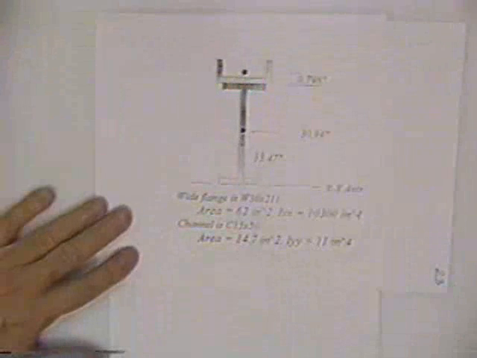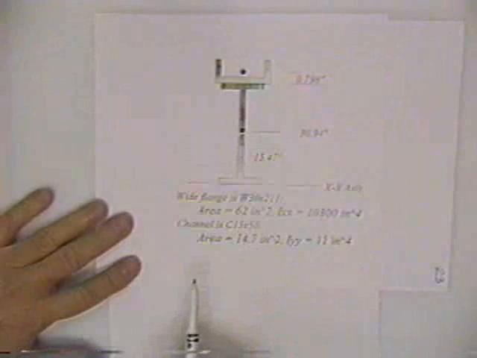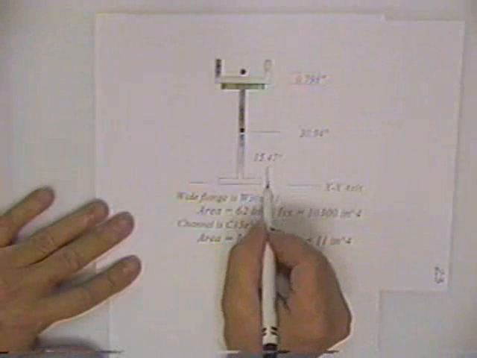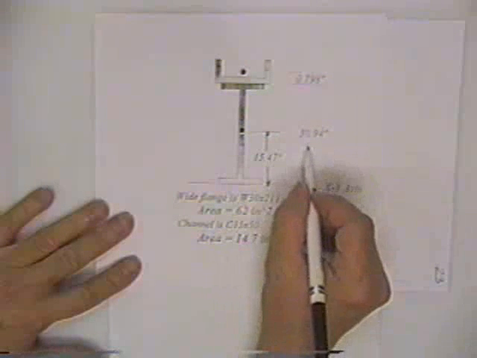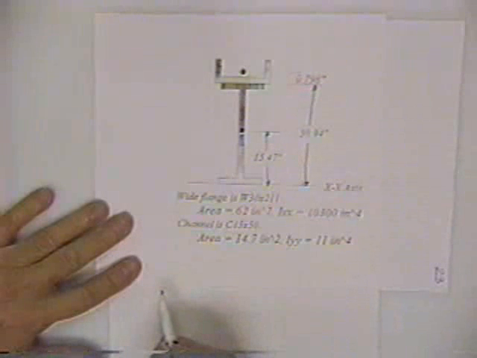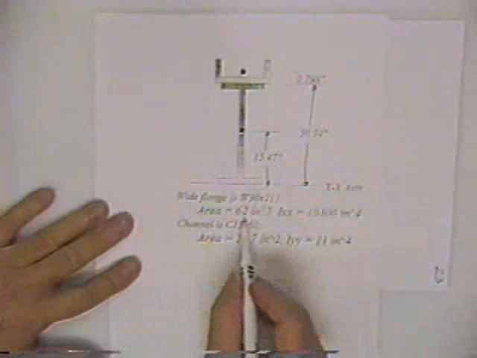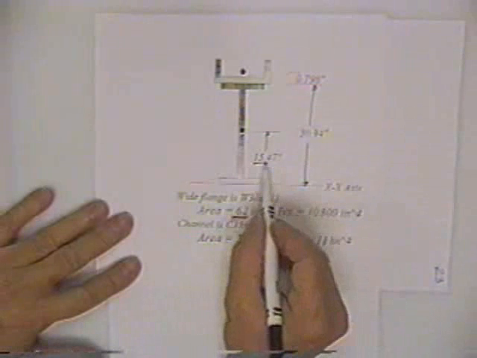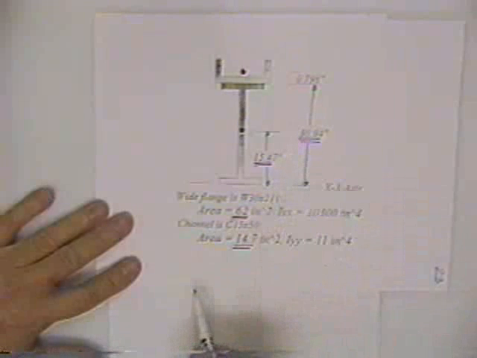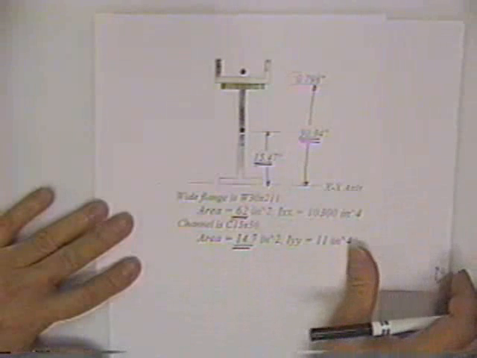And this is relatively important, so there's a couple of examples like this. This one has a channel on top of a wide flange. The dimensions of the channel were given, and the dimensions of the wide flange were given. And it's nothing more than A1D1 plus A2D2 divided by A1 plus A2. Here's area 1. Here's D1 or Y1. Here's area 2. Here's Y2 divided by area 1 plus area 2. Tells you the location of the centroid.